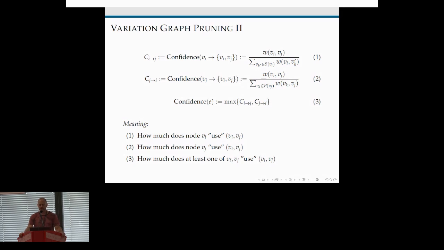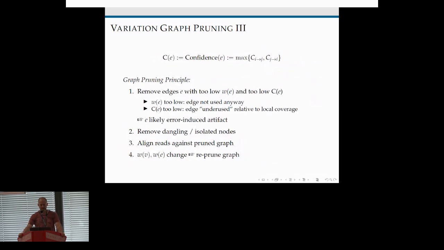We can remove it. So this is the core of our pruning operation: remove the edges with too low weight, which means the edge is not used anyway, so we can remove it. Or with too little confidence coming from the nodes surrounding it, meaning the edge is underused relative to the coverage surrounding that edge. So there's nobody really using that edge, although there's tons of things going on around it. All right, this is likely an error.